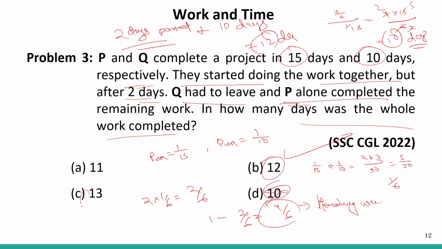10 is wrong, 13 is wrong, 11 is wrong. 10 is the amount of extra days needed for P to work alone and complete that remaining work. But considering these 2 days, because it asks how many days was the whole work completed, the whole work is completed in 12 days in this kind of work allocation. This question was asked in the SSC CGL 2022 paper.